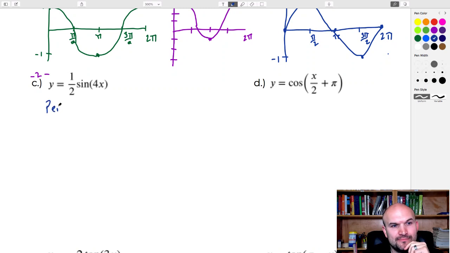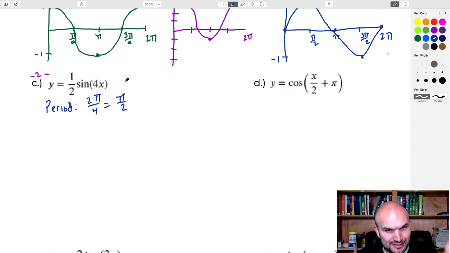So our period, we now have a B, which is 4. So my period is going to be 2 pi over 4, which is my B. And that's going to equal pi halves. So now instead of the graph completing a cycle within 2 pi, now the graph is going to complete a cycle within pi halves. The amplitude is also now changing.